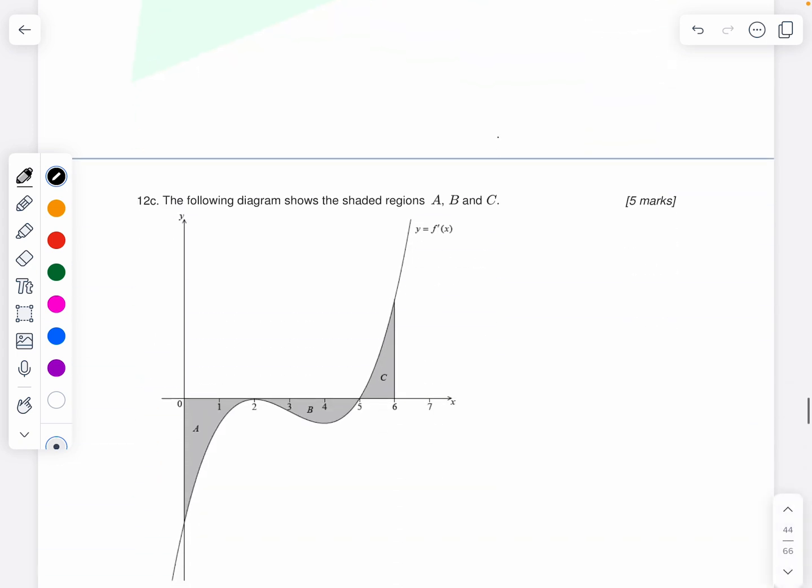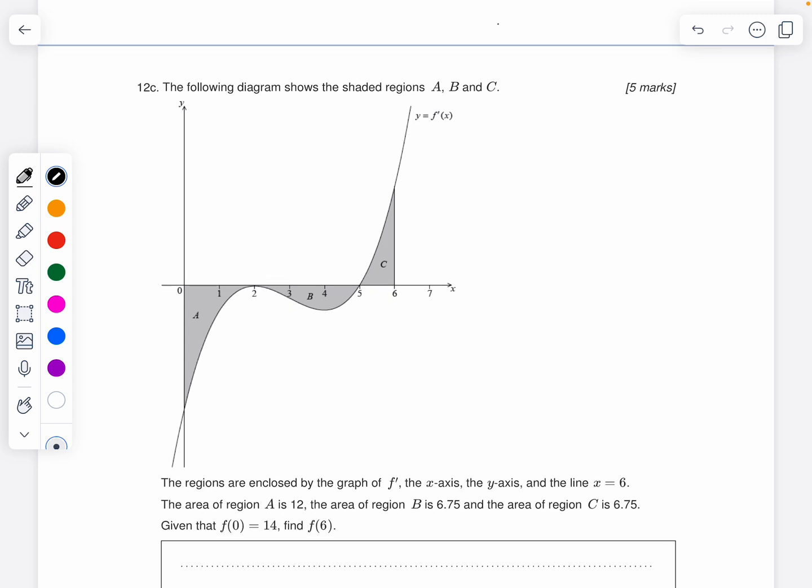Next, 12c. The following graph shows the shaded regions A, B, C. The regions are enclosed by the graph of f prime, the x-axis and the y-axis. The area of region A is 12, the area of region B is 6.75 and region C is 6.75. f of 0 is 14. Find f of 6.